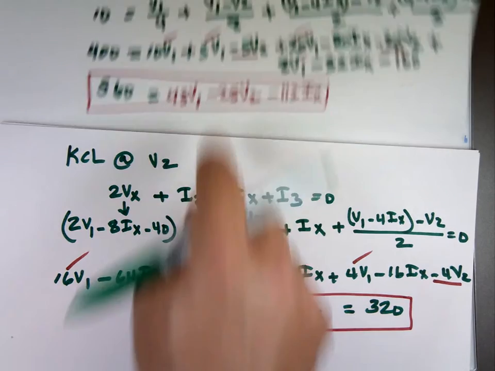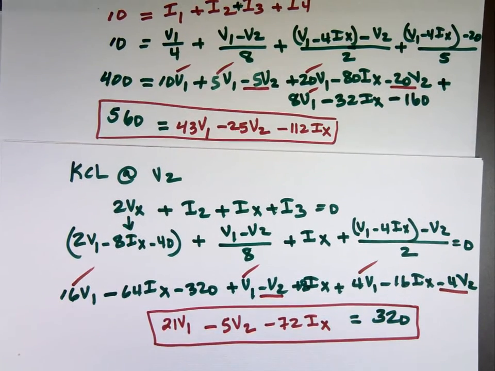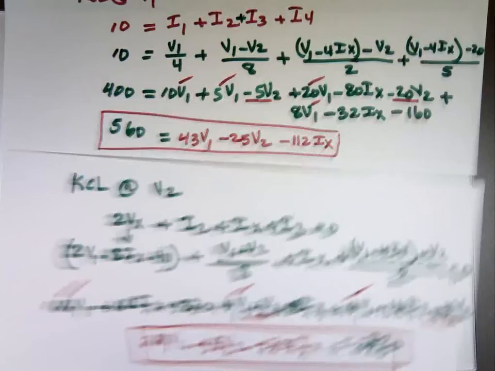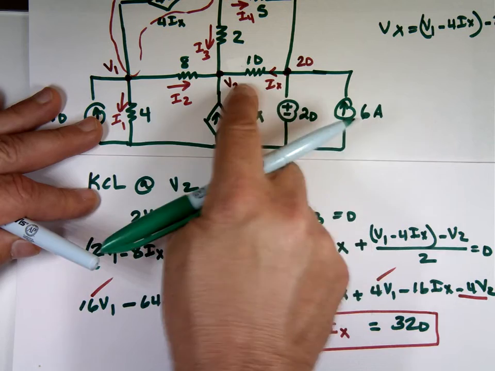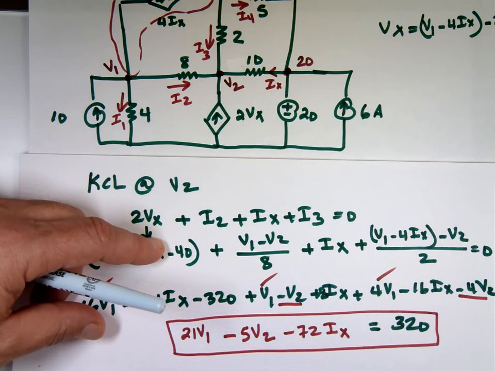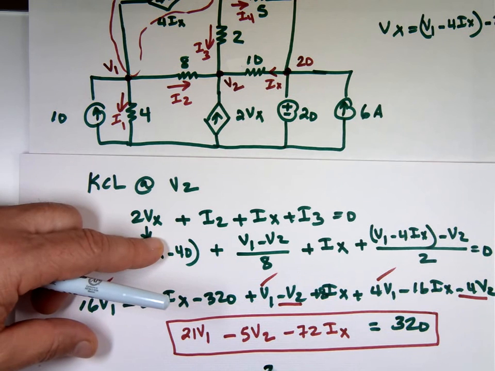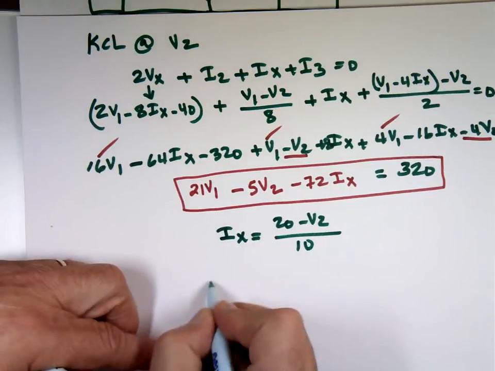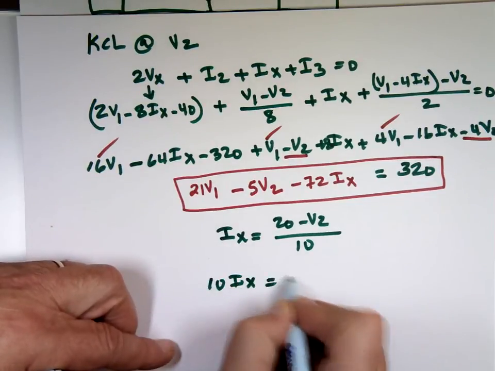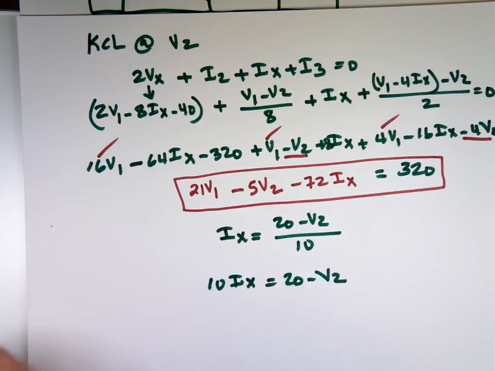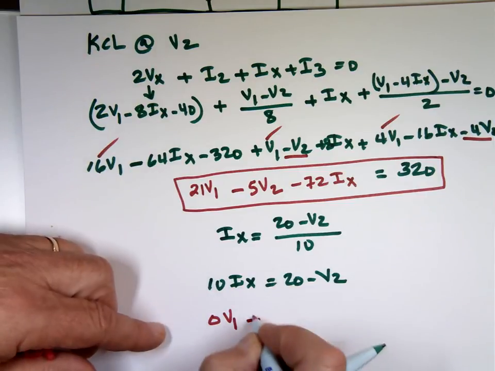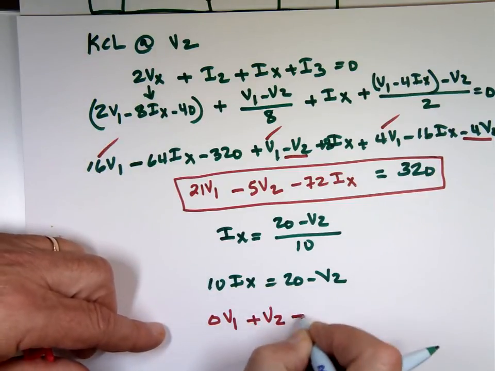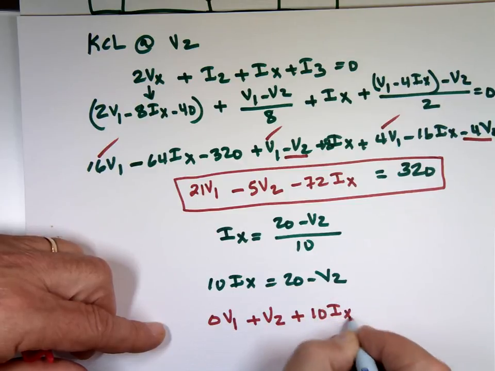I need a third one with I sub x and V1, V2 in it. Well, let's look at I sub x right here. I sub x is this current going in. So what is I sub x equal to? 20 minus V2 divided by what? 10? So multiply by 10. 10 I sub x equals 20 minus V2. Clean it: 0 V1, there's no V1, plus V2 plus 10 I sub x equals 20. And there's my three equations by three unknowns.